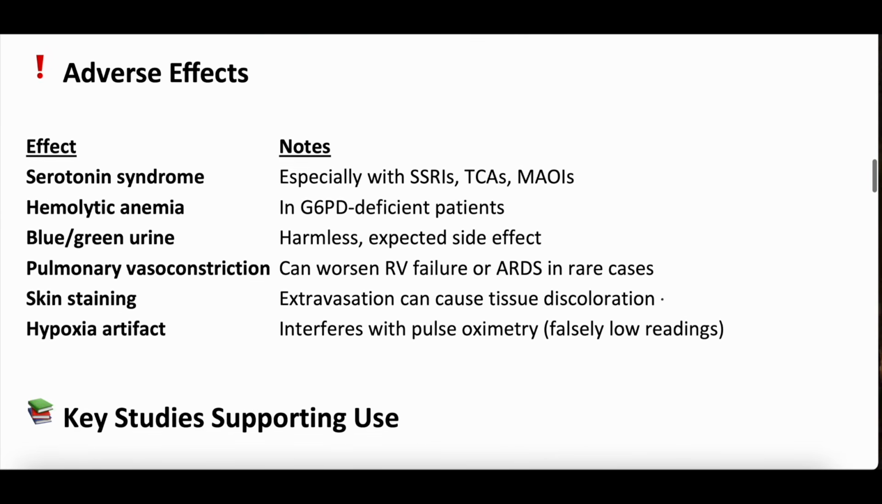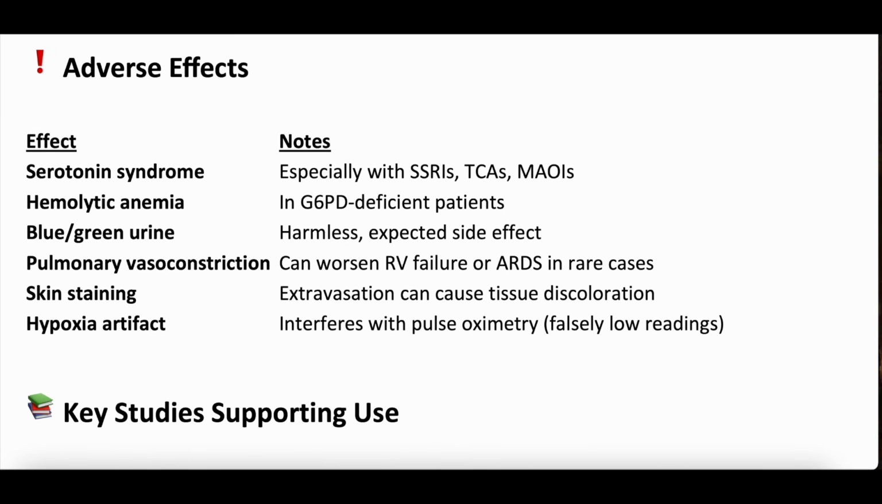Adverse effects, we kind of just talked about this, but just to spell them out a little bit more. Potential adverse effects include serotonin syndrome, hemolytic anemia in those with G6PD deficiency, blue-green urine, although this is completely harmless. It's just something to pimp your trainees about on rounds. Pulmonary vasoconstriction, which can worsen RV failure. Skin staining, if it extravasates, it can cause tissue discoloration.